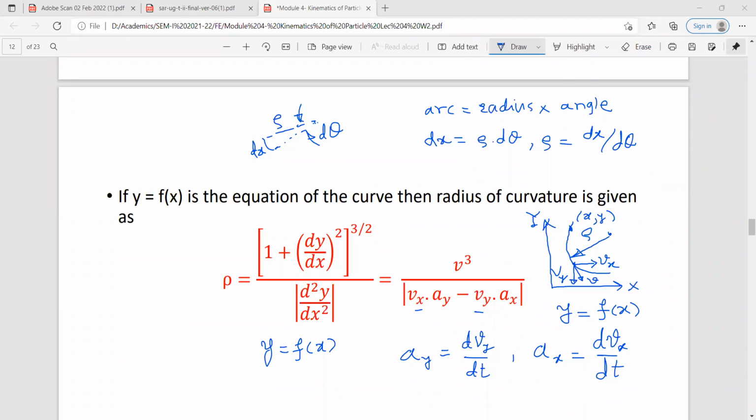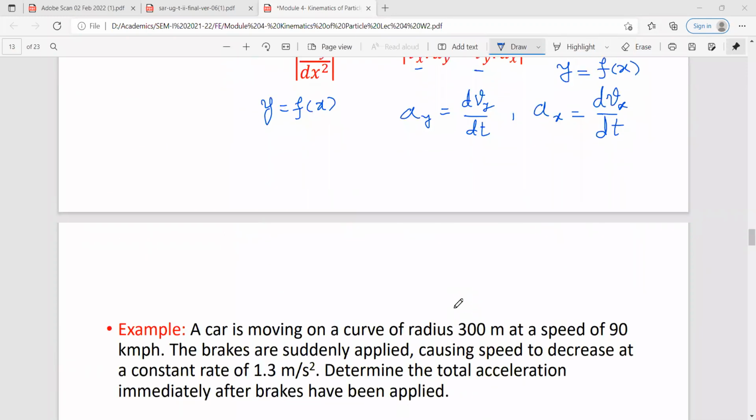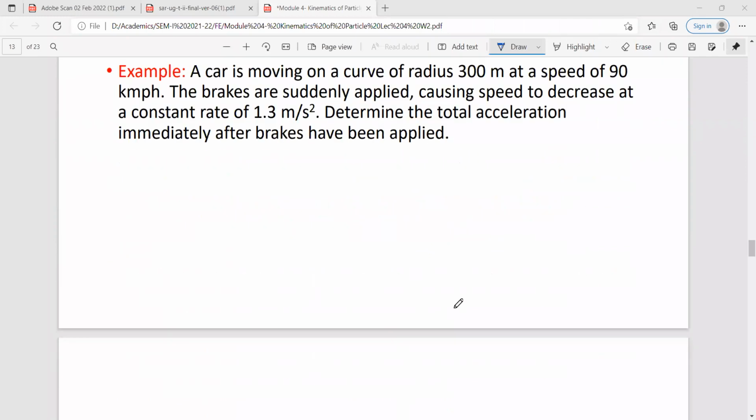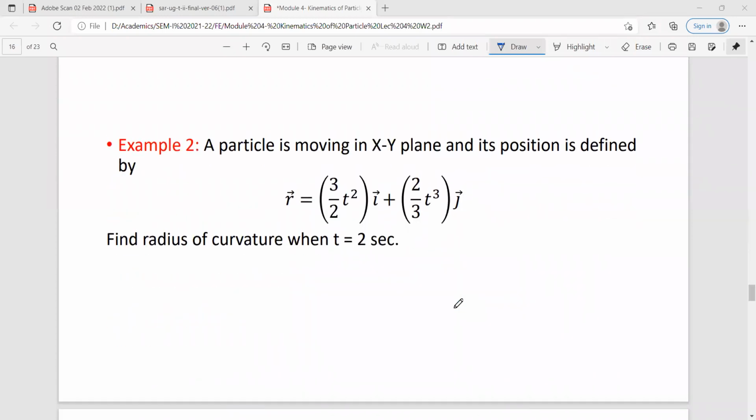Okay, so let us try to solve this numerical. We will solve it later. Okay, so this is the numerical we are going to solve next. I give you 5 minutes to note it down, think of its solution, and start the solution.